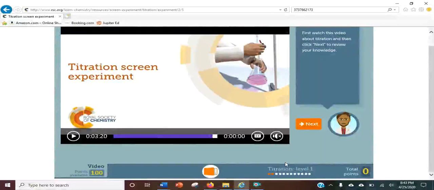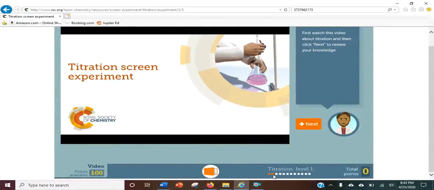Okay, so after you finish watching the video, notice that one of the white dots became orange. This shows you the progress of your lab, how much more you have to do before you complete the lab. So let me just go over the video.